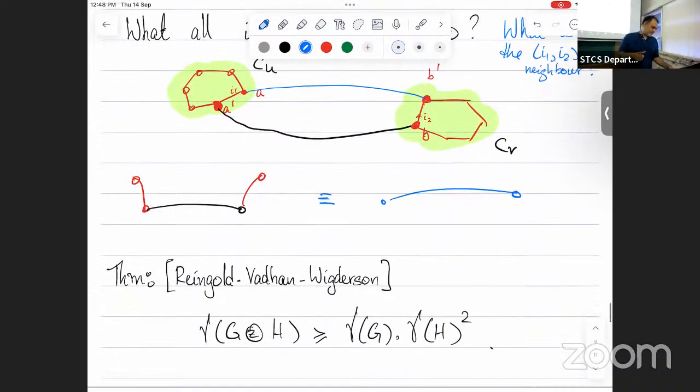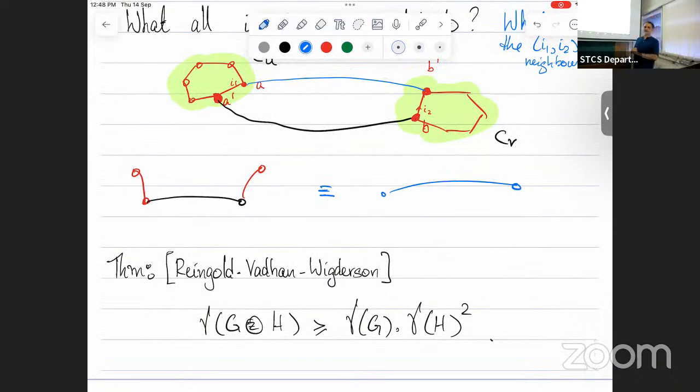So what Reingold, Vadhan, and Wigderson showed was this beautiful result. By the way, the zigzag construction is by Reingold, Vadhan, and Wigderson, and they proved in their paper.